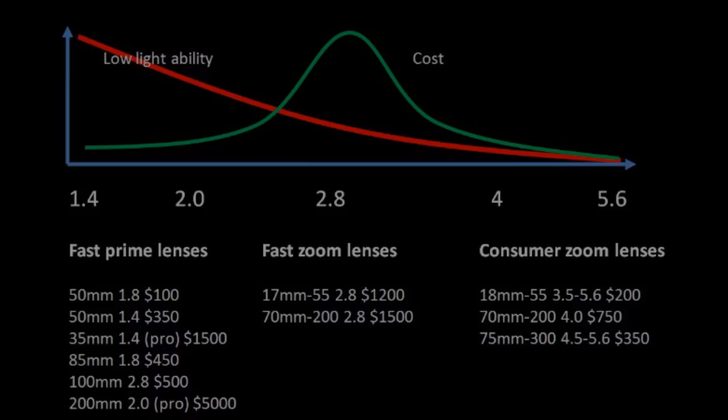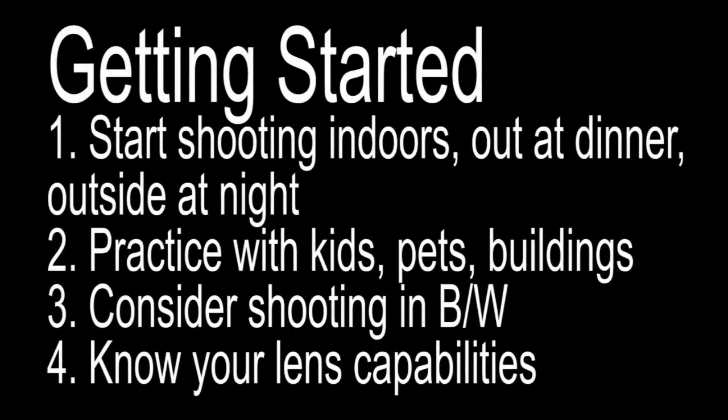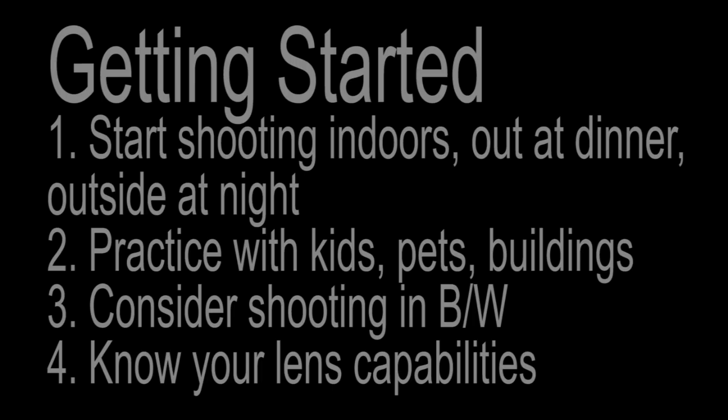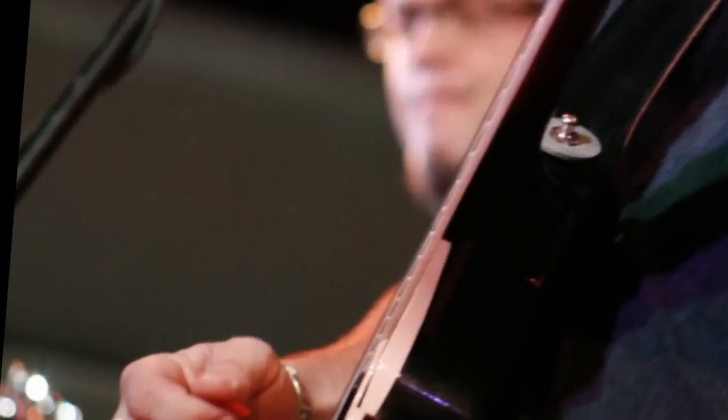So how do you get started learning how to shoot low light photography? Start shooting indoors, out at dinner, or outside at night. Practice with kids, pets, and buildings. And also consider shooting in black and white, and most importantly, know your lens capabilities. Just because your lens can shoot at f1.4, it may not be very sharp wide open. Also, know where your camera starts to produce excessive noise with high ISO settings. The more you know about your equipment, the better your shots are going to be.